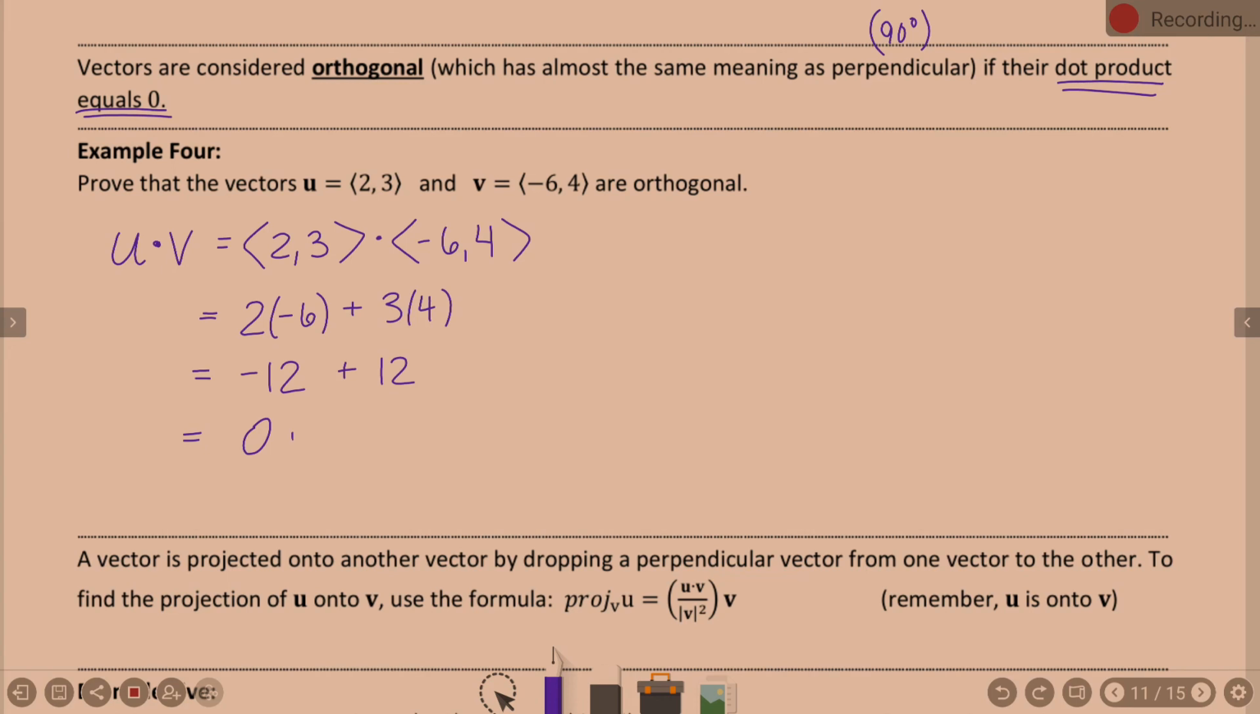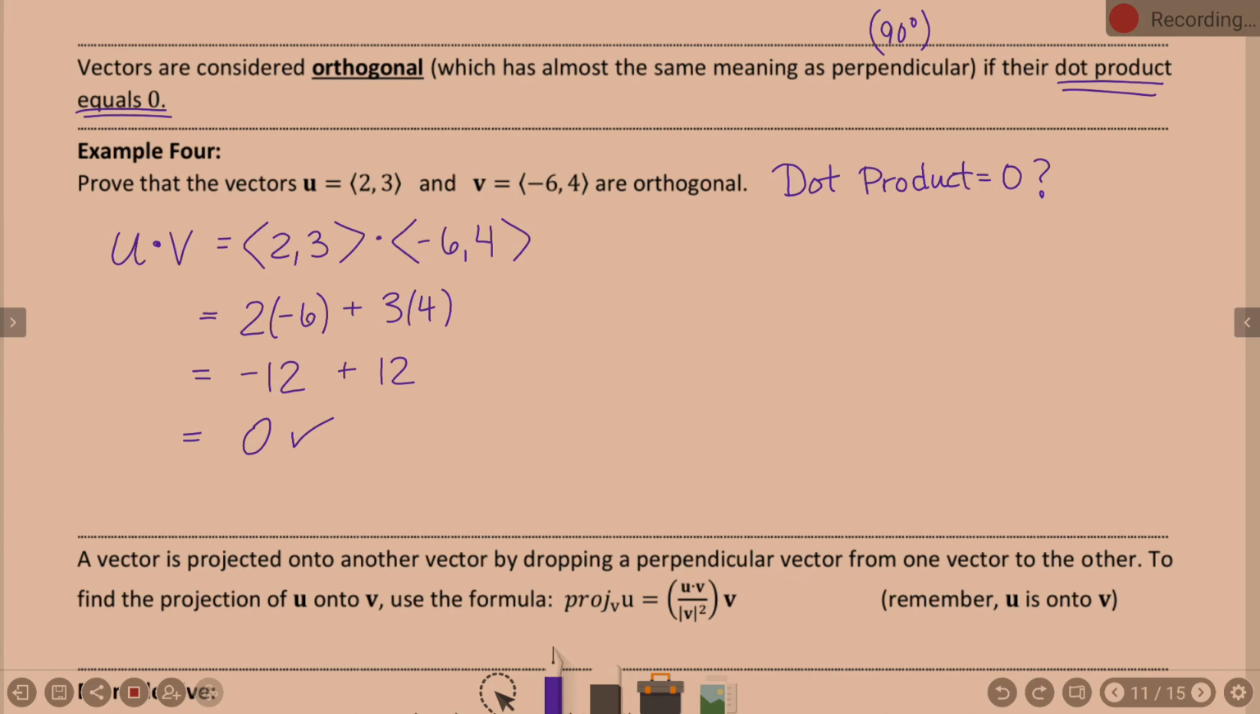So what did we just show? The vectors are orthogonal. So anytime you see that vocabulary word orthogonal, where we're talking about perpendicular, check their dot product. In other words, does the dot product equal 0?